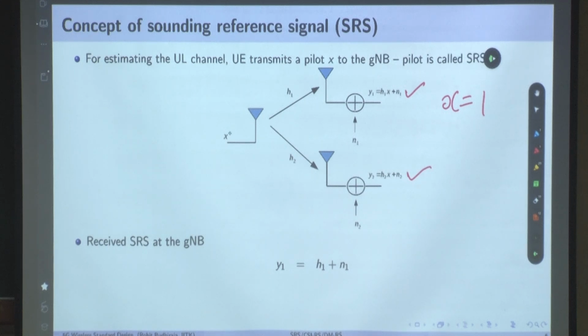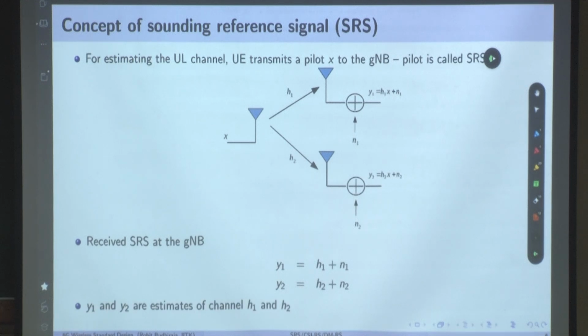If we set x equal to 1 at the transmitter, what will be received at antenna 1 is y1 = h1 + n1, and what will be received at antenna 2 is y2 = h2 + n2. Now look at this: y1 and y2 are basically the estimates of channels h1 and h2. Why am I calling it an estimate? Because it is not the actual channel h1 and h2, they are noisy versions of h1 and h2.